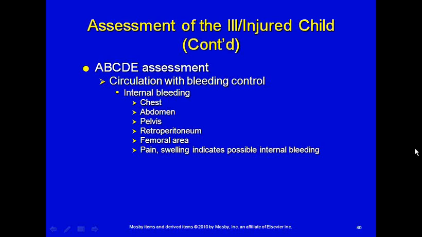Internal bleeding in the chest, the abdomen, the pelvis, the retroperitoneal, the femoral area, those are all possible, particularly in children suffering traumatic injury. May be very difficult to determine. However, if you've got a kid that really looks shocky and you can't find anything anywhere, it's in the chest, the abdomen, or the pelvis. They may have swelling. Their abdomen may be distended and swollen, quite painful.